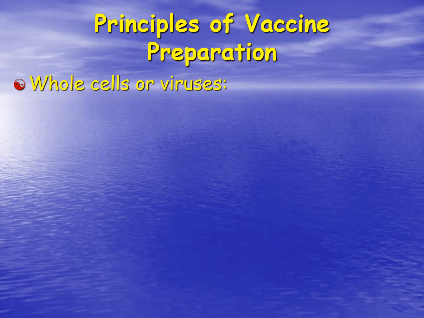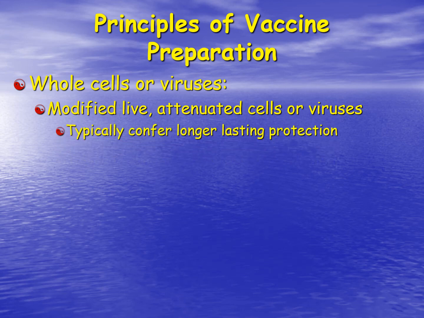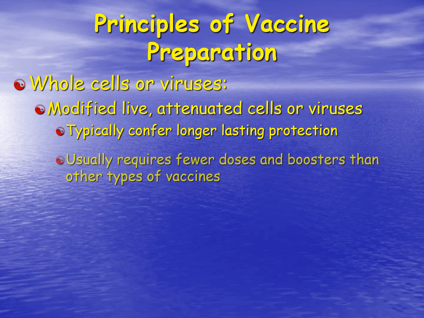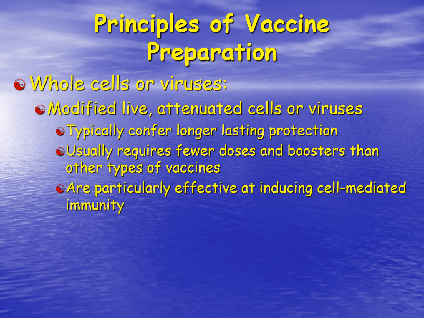So, what are some of the vaccine preparations? Well, we can use whole cells or whole viruses that have been modified and they are still living or active, or what we call attenuated. We've tweaked them genetically to decrease pathogenicity. Typically, they confer longer lasting protection because they are going to enhance the response because they are still living or active. Usually requires fewer doses or boosters than other types of vaccines. They are particularly effective at inducing cell-mediated immunity. But the problem is sometimes these could remutate back to the pathogenic form.